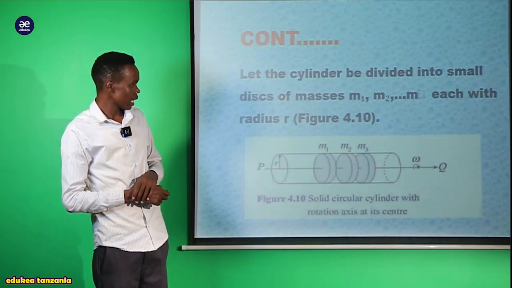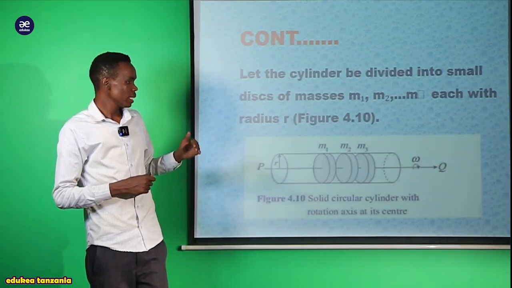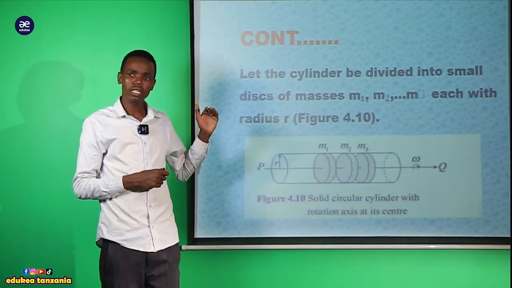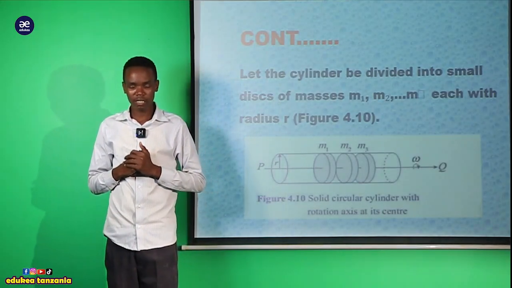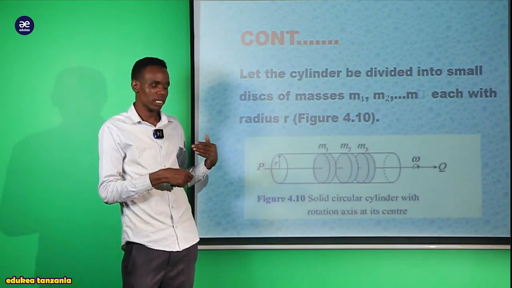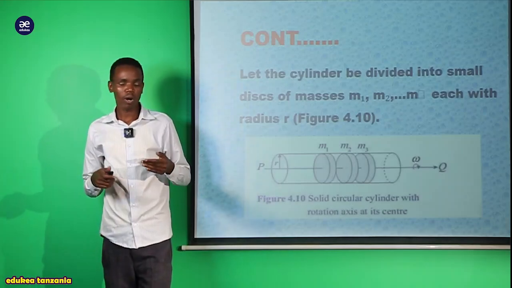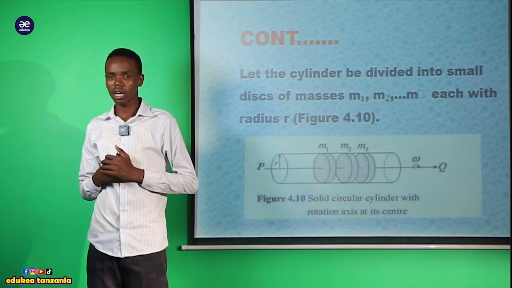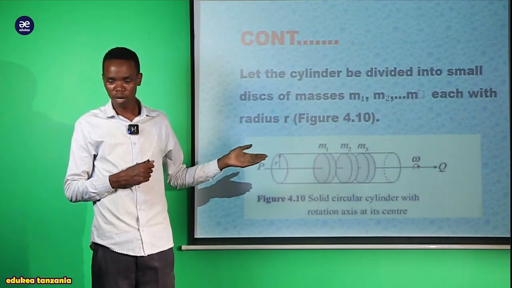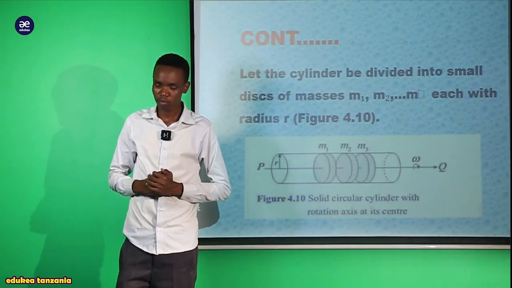So each disk must contain its radius. All disks that are found in your cylinder will have the same radius, equal to r, as we have been told in our statement here.